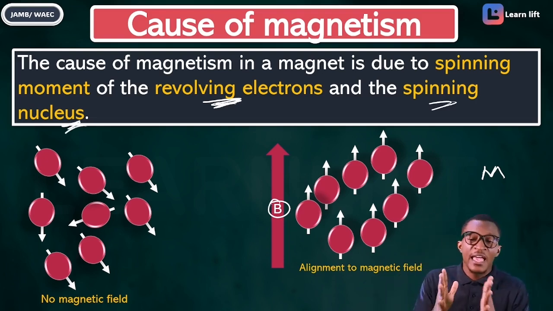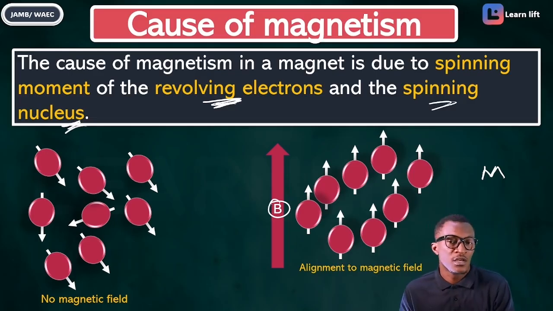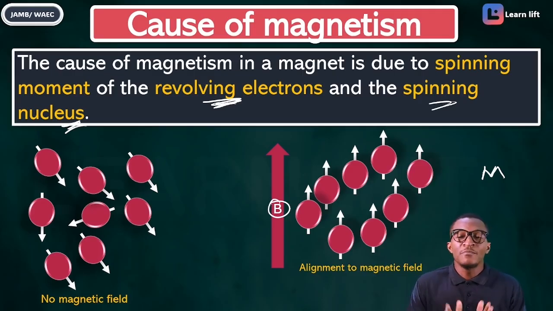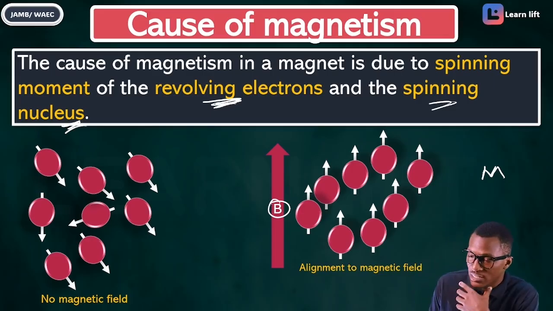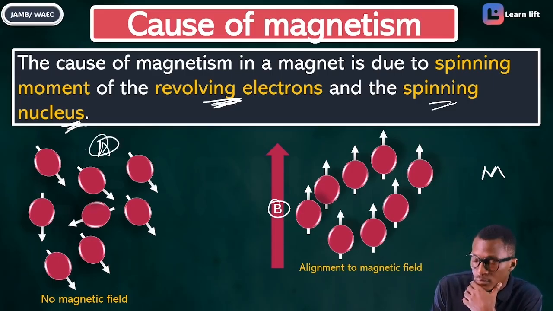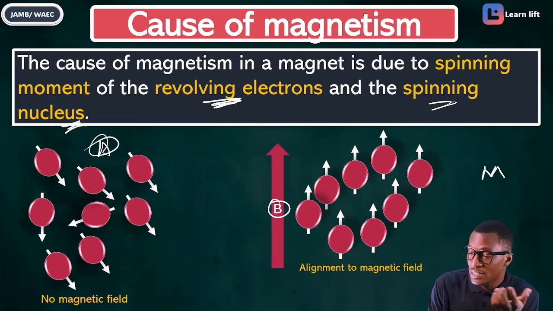I'll say that again. Every atomic structure has electrons and a nucleus. The electrons are revolving, the nucleus is spinning. But in the default stage, all of them are in different directions, like what you can see here. Because they are in different directions, there is no magnetic field. This is what can happen, like sulfur.